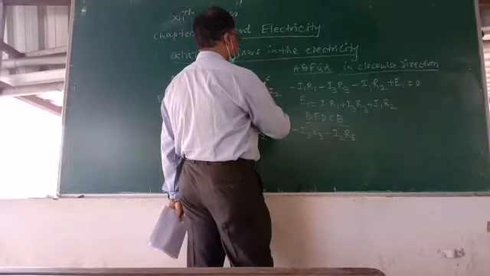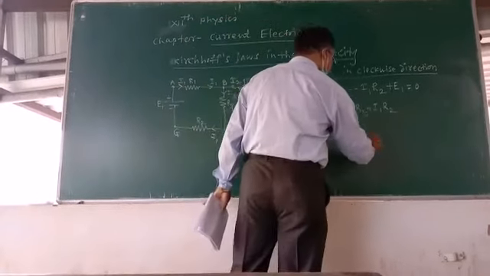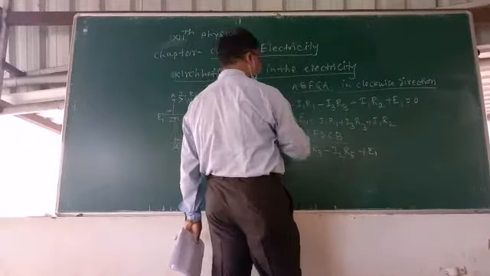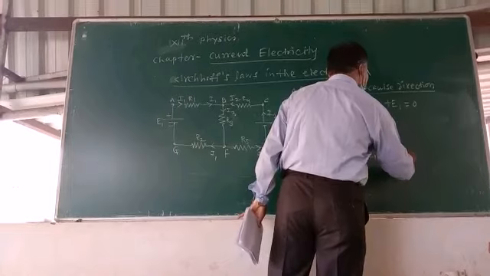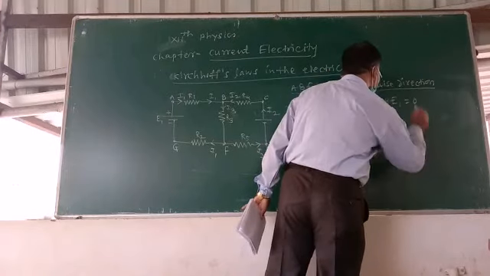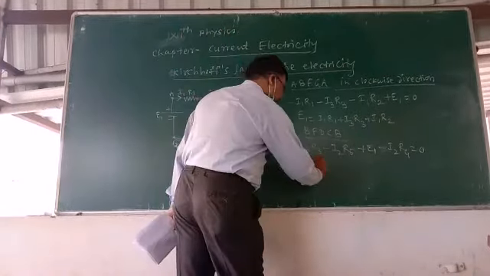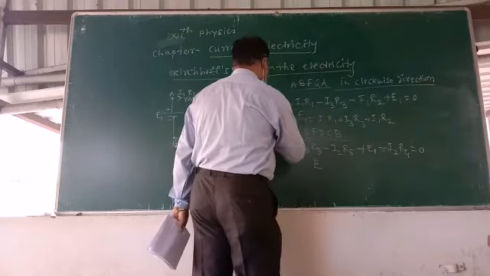Here, going from the negative to the positive terminal of the cell, the electromotive force is positive, plus E1, and this is the direction of current, minus I2 R4, that is equal to 0. That is E1 equal to... not E1, E2 is here.